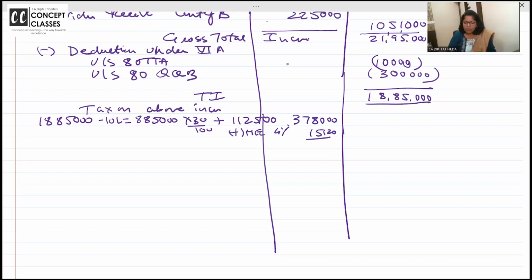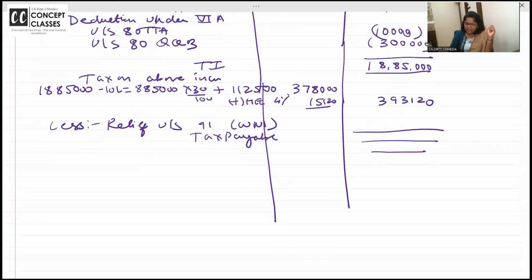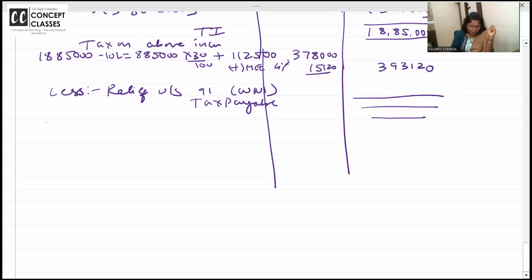So the tax is coming to 393,120. Now from this we will give relief under section 91 as per working note 1, because there is no DTA with this country and there are two countries. And then what you get is your final tax payable, which I don't know yet. Leave one line for rounding off. And now we are doing working note 1.